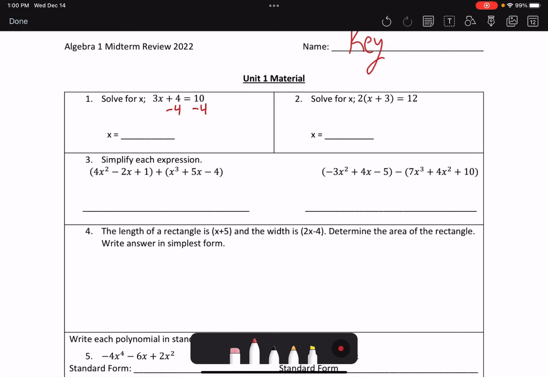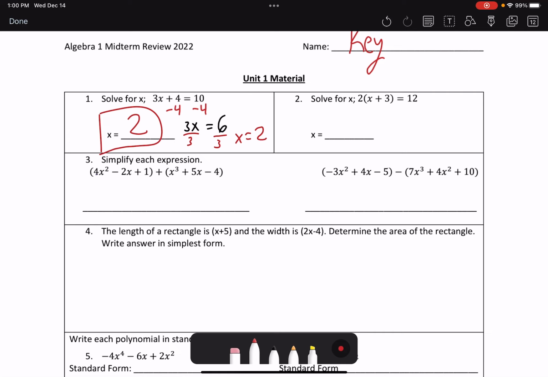Because whatever you do to one side, you got to do to both sides. That's going to leave me with 3x is equal to 6. And my last step, instead of multiplying that x by 3, I need to do the opposite of it. So I'm going to divide both sides by 3, which leaves me with x is equal to 2. And that is our solution for x.